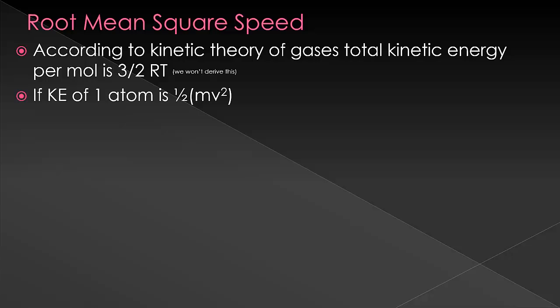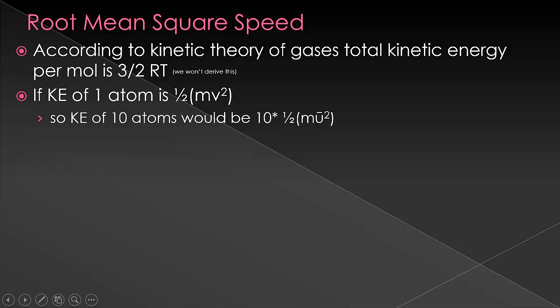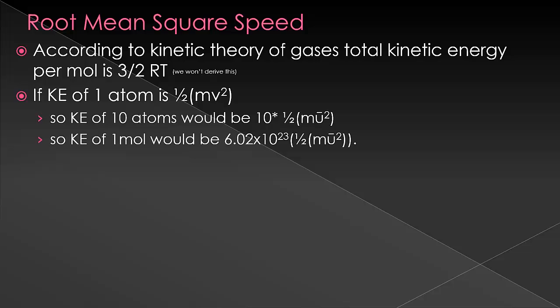Now, we also know that the kinetic energy of one atom is 1/2 mv squared. So what would be nice is if we can say, well, what would the kinetic energy of a mole of atoms be? And then set it equal to this. Well, if we think about it, if this would be the kinetic energy of one atom, we would know that the kinetic energy of 10 atoms, we would just multiply by 10, right? So given that same logic, if we wanted to know the kinetic energy of a mole, we would just multiply by Avogadro's number. So then we would have Avogadro's number times 1/2 times the molecular mass times the average velocity squared.